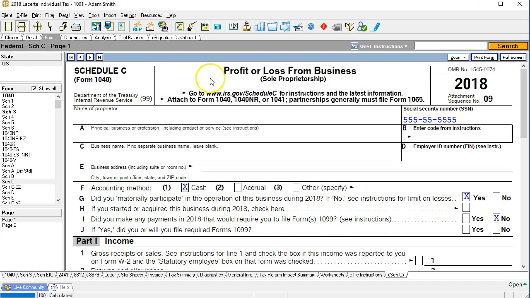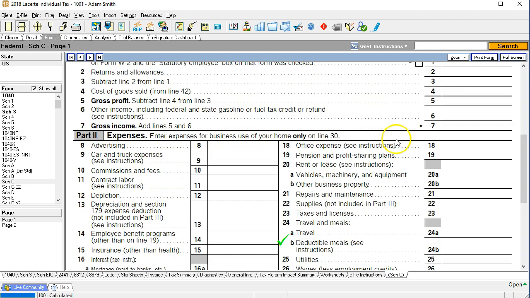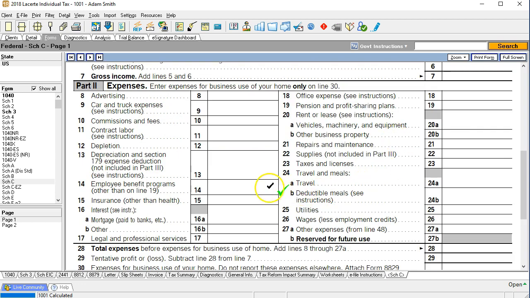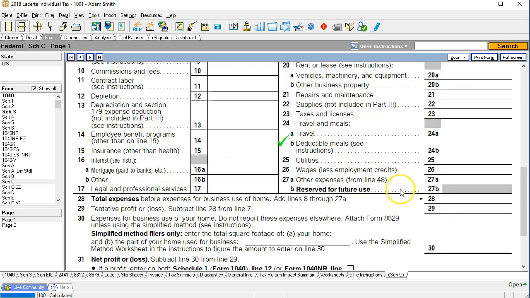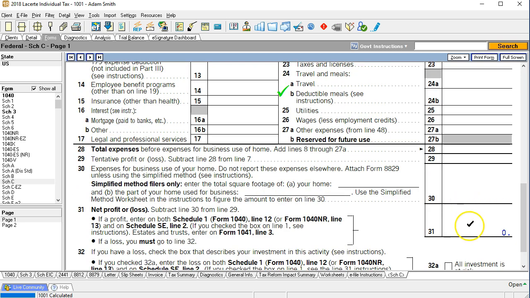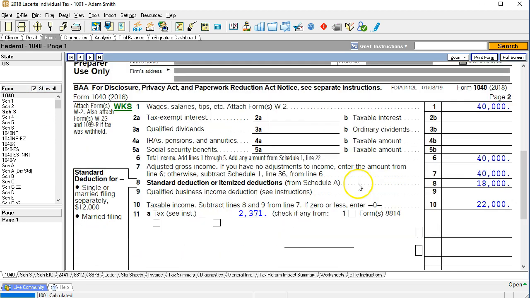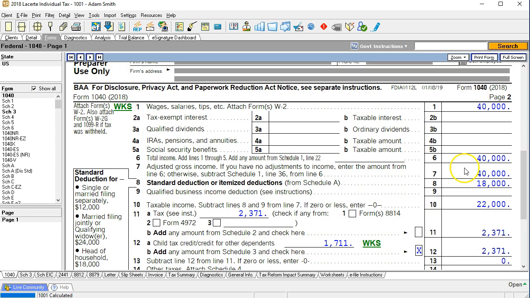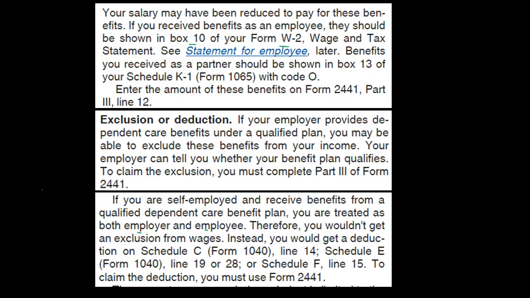So here's the Schedule C. It's a profit and loss for a business. We would be reporting our business income here. Then we would have line 14, which is the employee benefit program. That would be an expense lowering the taxable income. The net income, in essence, or the business income would be lowered. And then that amount would ultimately go to the 1040 and be included in the total income number.